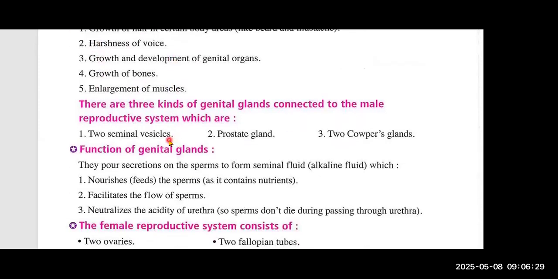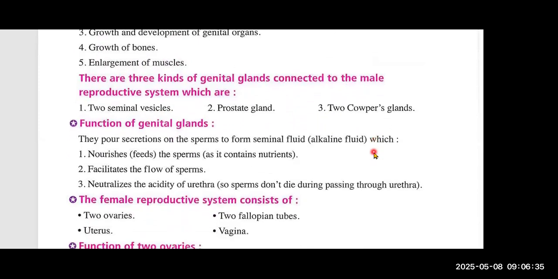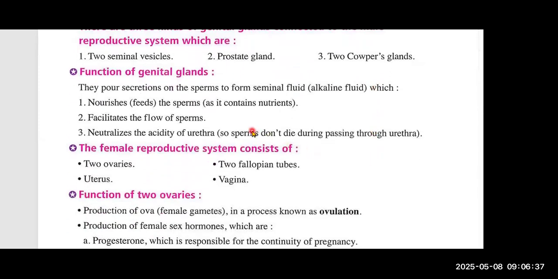We have three types of genital glands: two seminal vesicles, the prostate gland, and two Cowper's glands. The genital glands produce an alkaline liquid called seminal fluid. They nourish or feed the sperm, facilitate the flow of sperm, and neutralize the acidity.